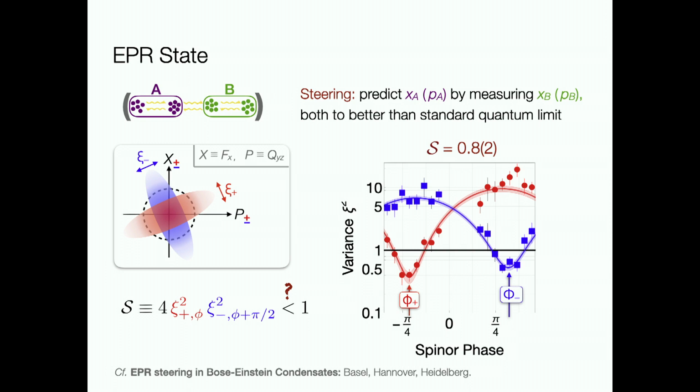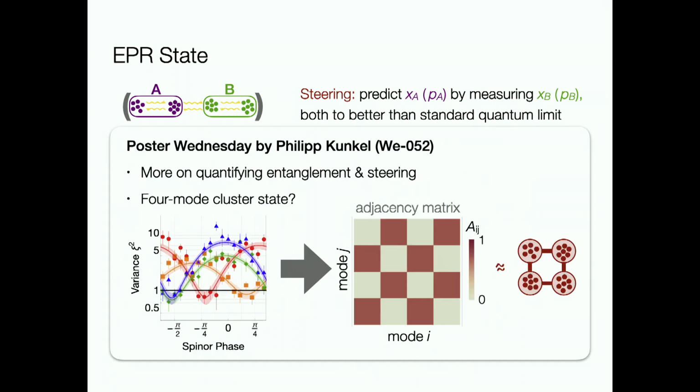At the 1 sigma level, you see that based on this simplest condition. If you want to hear more about more sophisticated characterization of the entanglement and steering, and also very recent progress towards the 4-mode cluster state, I'll refer you to a poster on Wednesday by Philipp Kunkel, showing even the latest data from this past week.